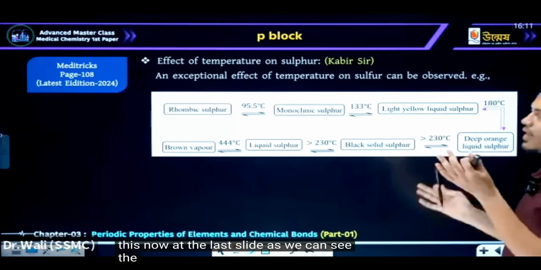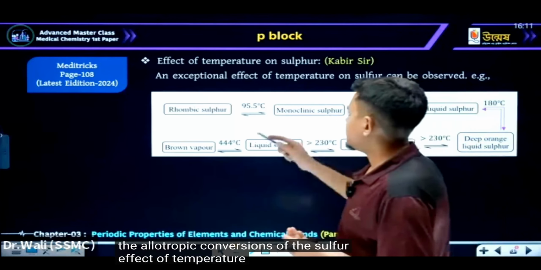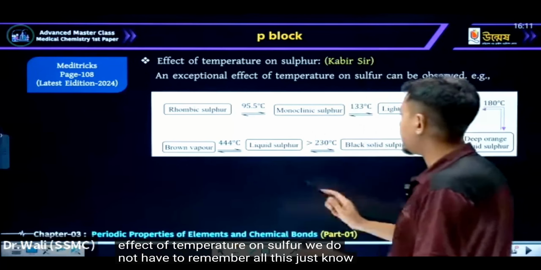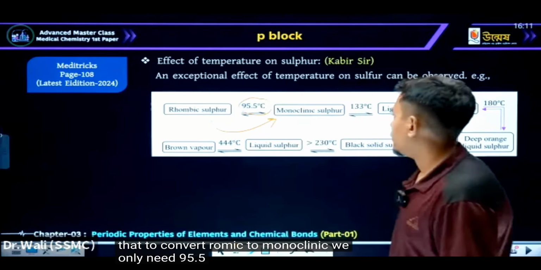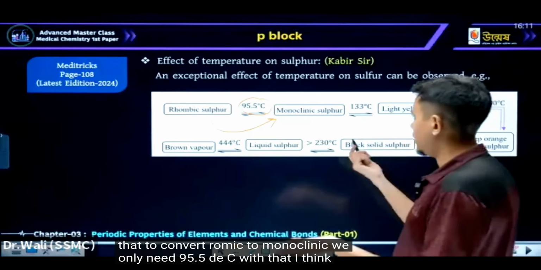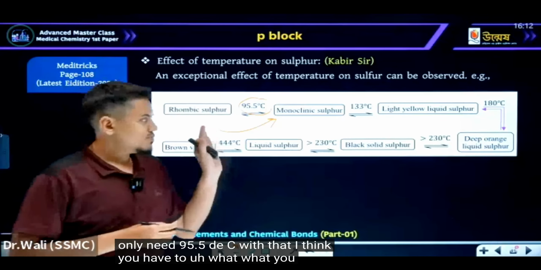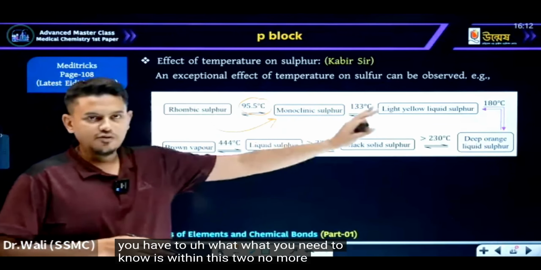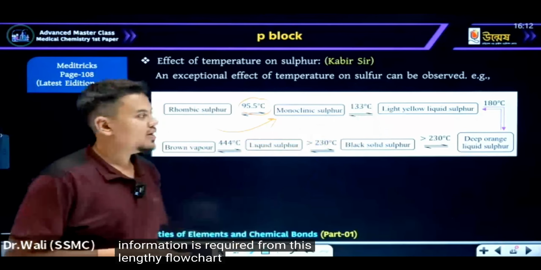Now at the last slide, as we can see, the allotropic conversions of sulfur, the effect of temperature on sulfur. We do not have to remember all this. Just know that to convert rhombic to monoclinic, we only need 95.5 degrees Celsius. What you need to know is within these two. No more information is required from this lengthy flowchart.